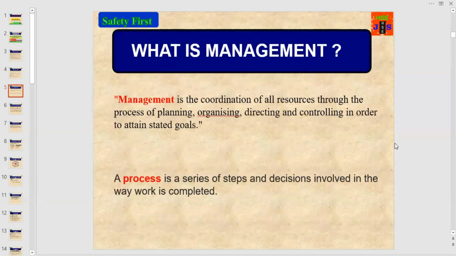Let us look at what management is and what is meant by process. Management is the coordination of all resources through the process of planning, organizing, directing, and controlling in order to attain stated goals. While a process is a series of steps and decisions involved in the way work is completed. I hope now you will easily understand what the risk management process is.